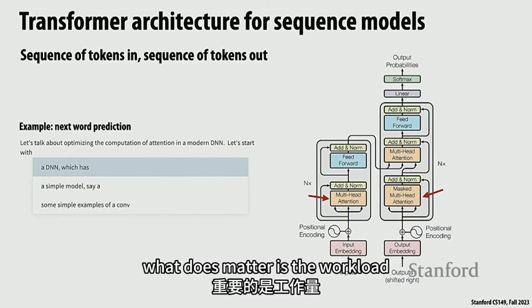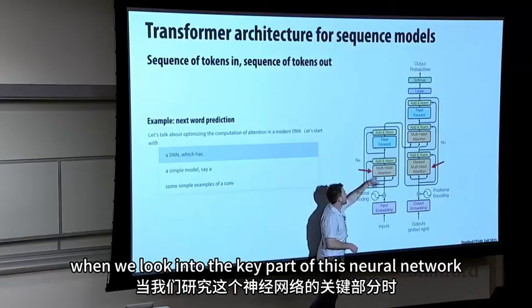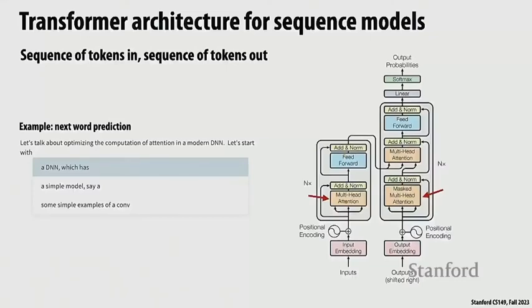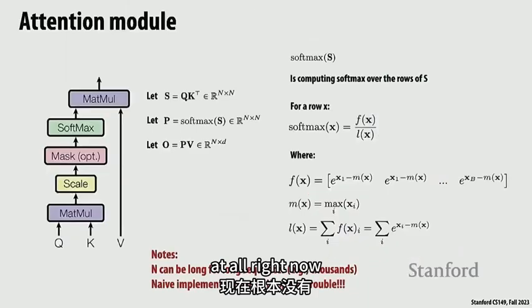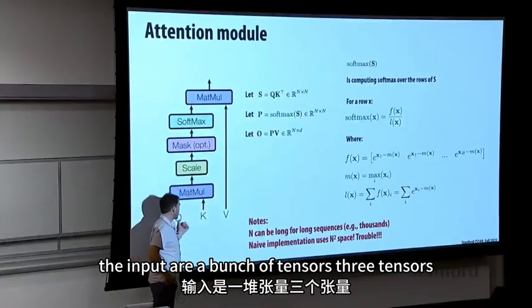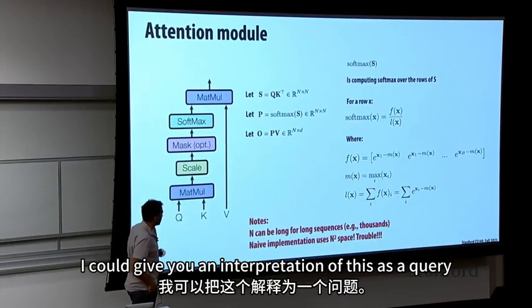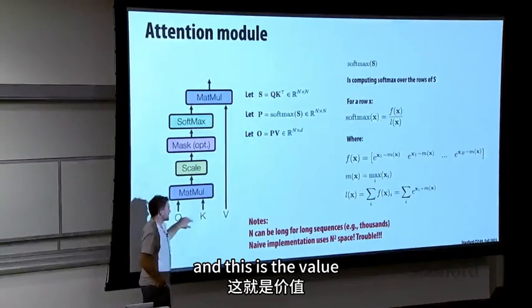What does matter is the workload when we look into the key part of this neural network, which is this box called attention. I'm not going to get into the algorithms of attention right now, but I'm just going to tell you what the workload looks like. The inputs are 3 tensors, Q, K, and V. I could give you an interpretation of this: Q is the query, K is the key that the queries match, and V is the value.